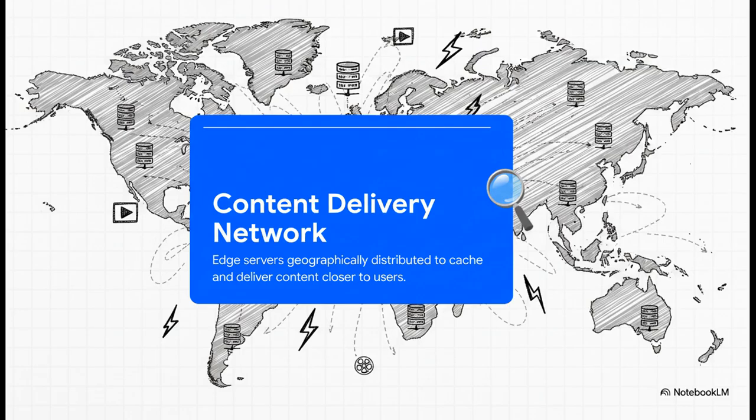A content delivery network, or CDN. Think of a CDN as a geographically distributed network of edge servers. What it does is cache, or temporarily store, content physically closer to the users. This lets you pull your video from a nearby server instead of one across the ocean, which drastically cuts down on latency, bandwidth pressure, and major network congestion.